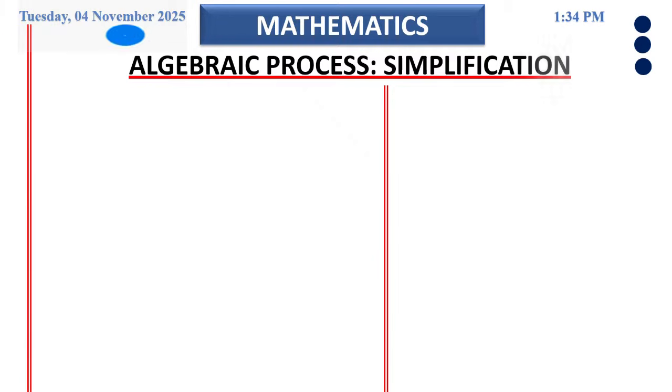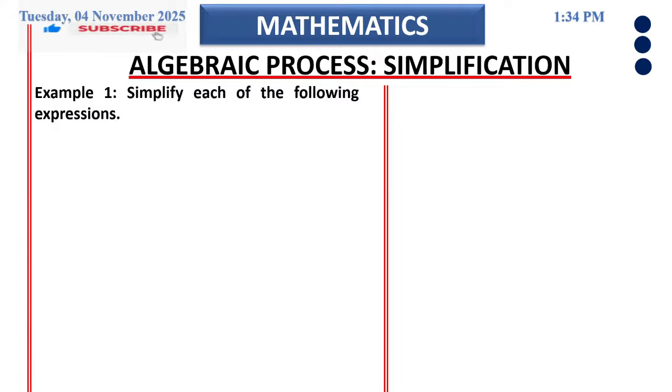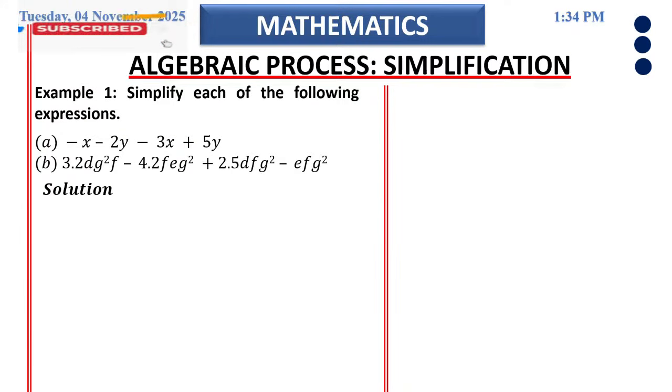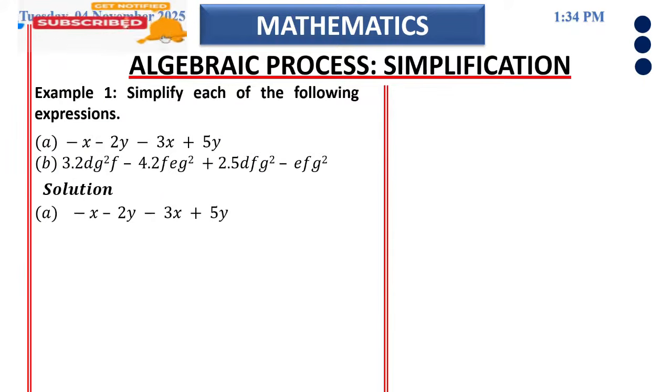We'll be checking out an example. So we're starting off with a simplification. We have to simplify each of the following expressions. Looking at it very well, you call it easy peasy. You have minus x minus 2y minus 3x plus 5y.